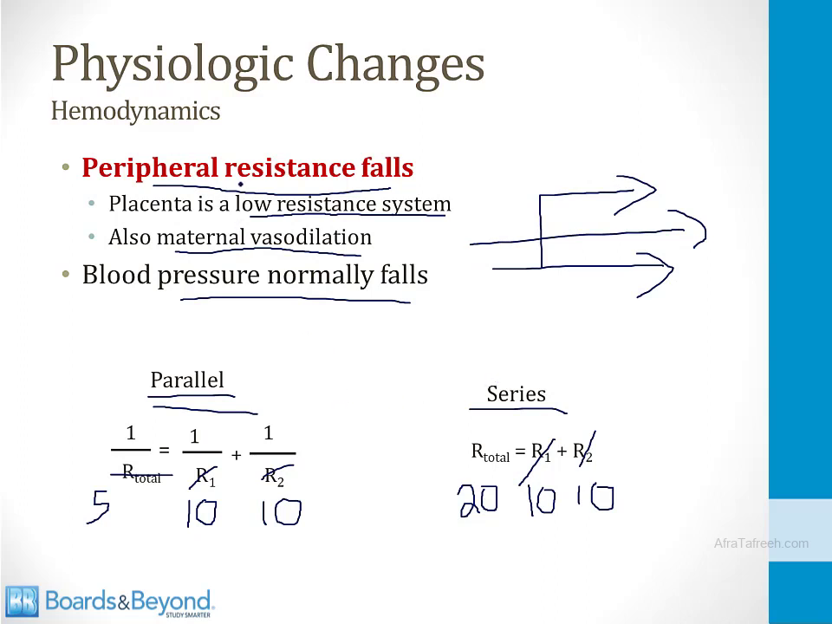In addition, the placenta is a low resistance system, so this further helps to lower peripheral resistance. And it's very high yield for you to understand how this occurs in pregnancy. This also means that after the placenta is removed after birth, the peripheral resistance for both the mother and the baby will rise because you've taken that parallel circuit away.